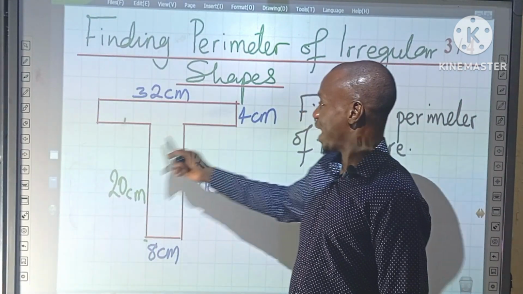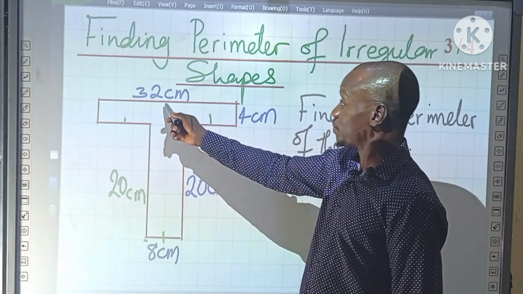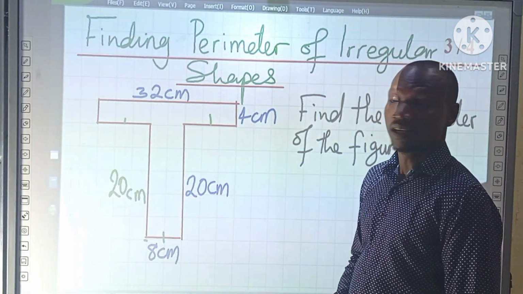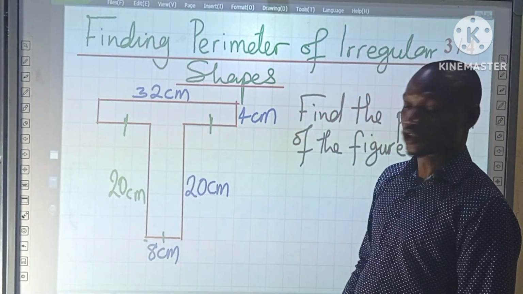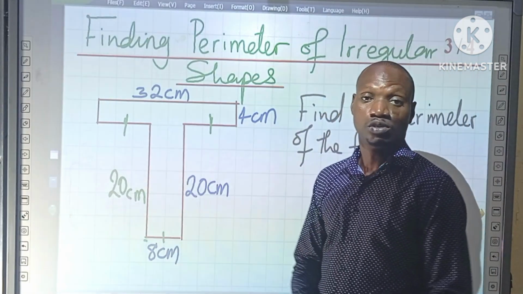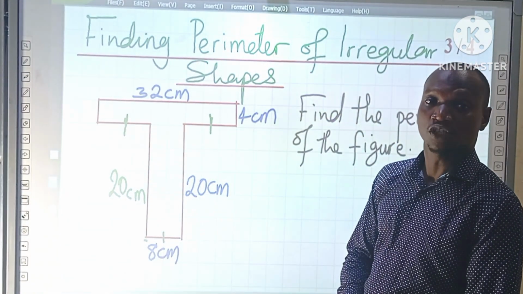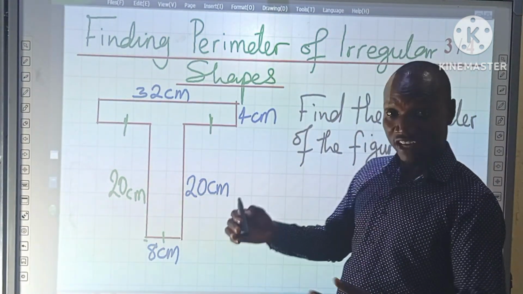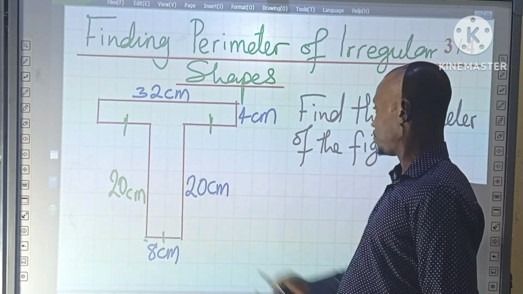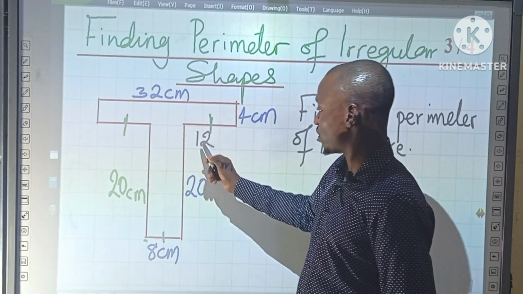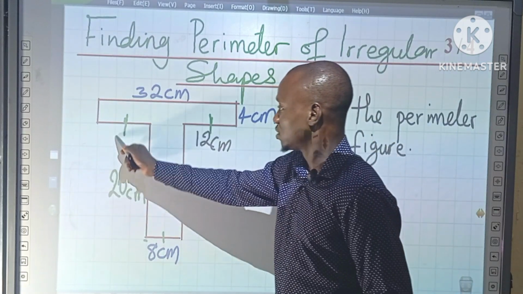And these two parts and this part are supposed to be equal to the 32 centimeters. And this part and this part are equal. So the first thing we must do is to take away 8 from 32. We take away 8 from 32, we have 24. Then we'll divide the 24 by 2. So each of these parts is simply 12 centimeters.